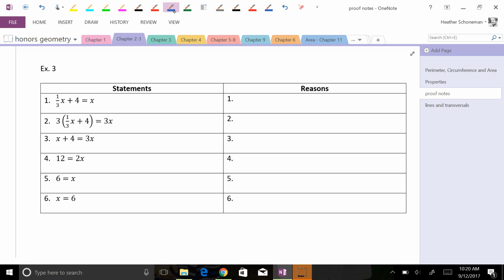Okay, so on number 3, this is a little bit longer one, but I think we can handle it. So the first step is always given. And then they took the equation and changed it. It looks like they multiplied both sides by 3. Does everyone see where this 3 is on both sides? So when you multiply both sides of the equation by the same thing, that is the multiplication property of equality.